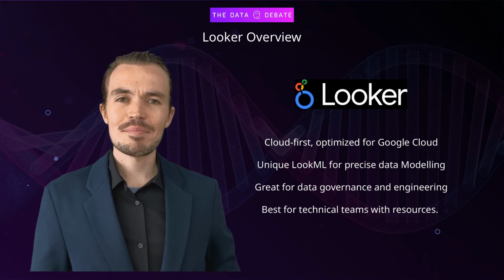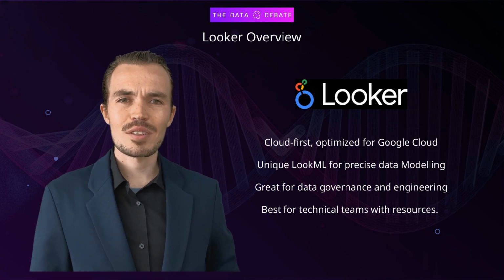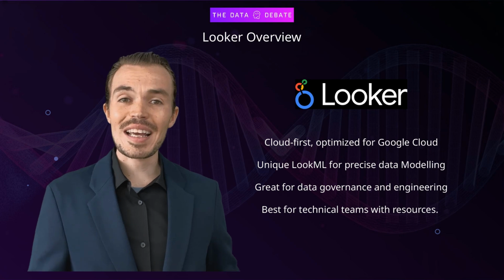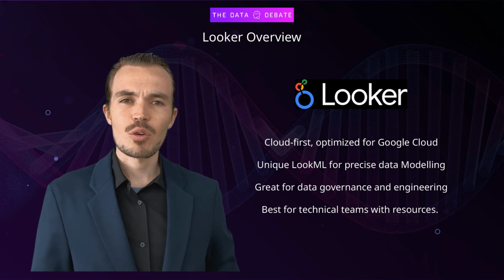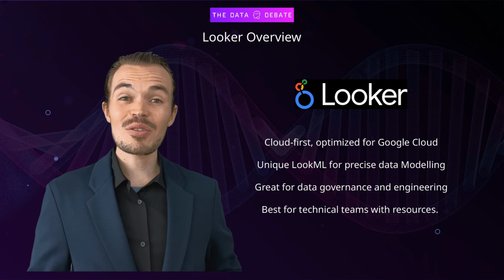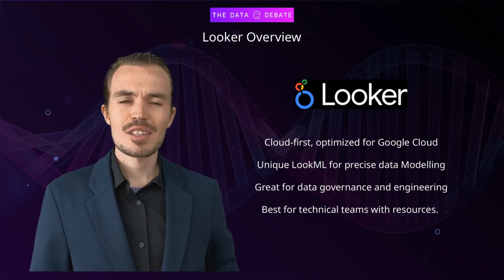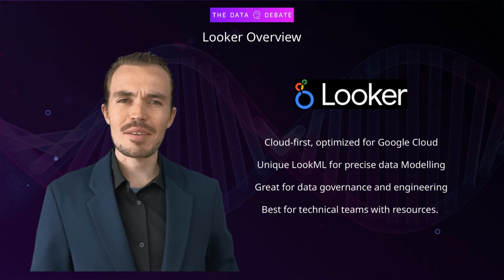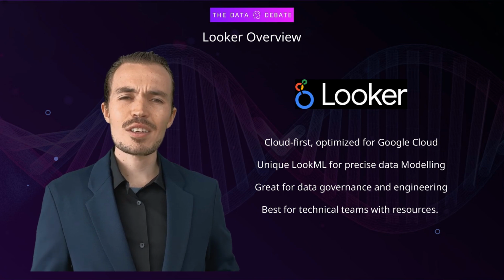Now, let's look at Looker. Looker's approach is a bit different. It's a Google Cloud product, so it's made with cloud-first companies in mind. It's packed with advanced options and is designed for data teams that want control over their data. LookML is Looker's data modeling language. This is what makes Looker unique. LookML lets you create really precise data models and metrics. It's fantastic for data governance, but fair warning, there's a bit of a learning curve if you're not already familiar.